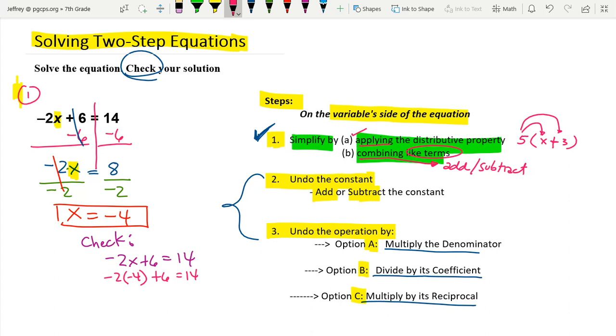Apply our rules of integers. Negative 2 times negative 4 gives you a positive 8, plus 6 equals 14. Is 8 plus 6 14? Absolutely. 8 plus 6 is equal to 14. So our answer is correct. Now let's try to do number 2.